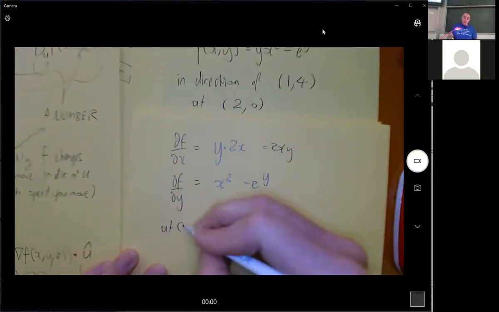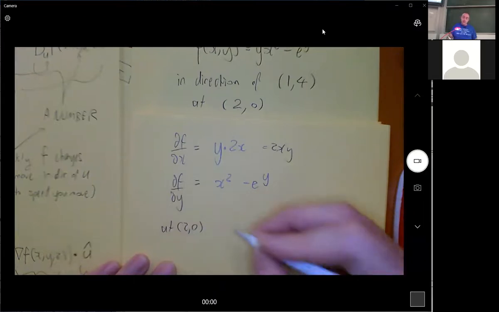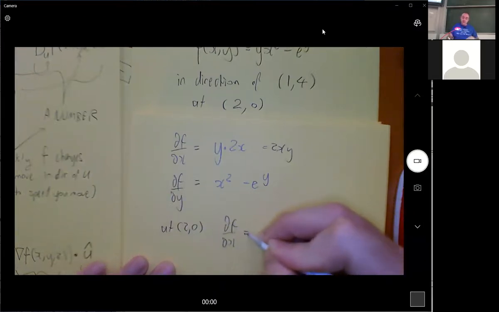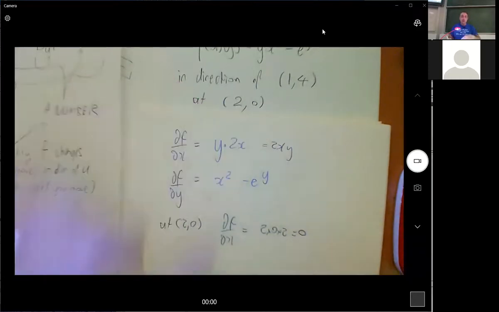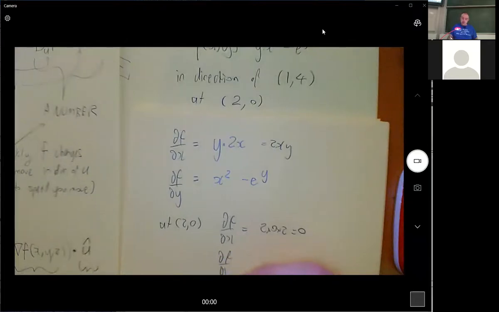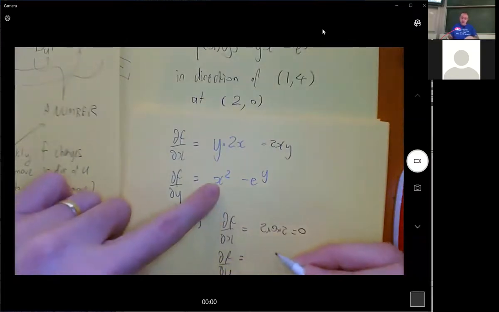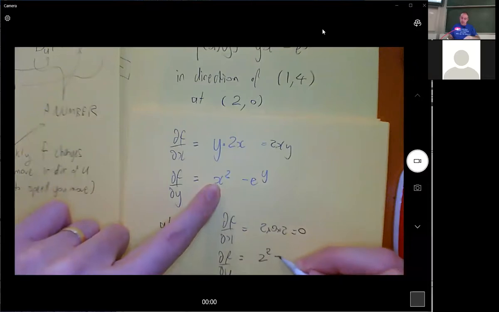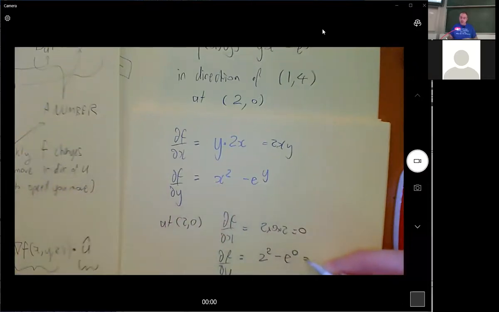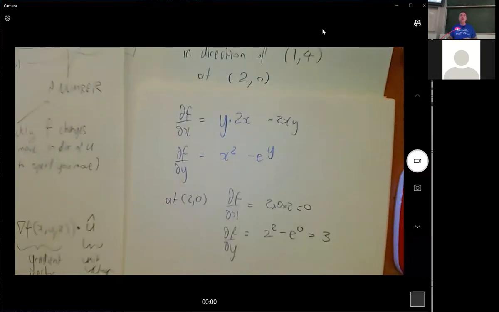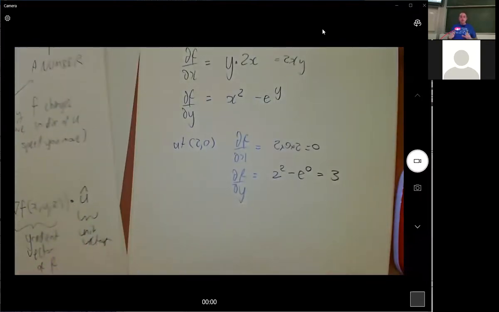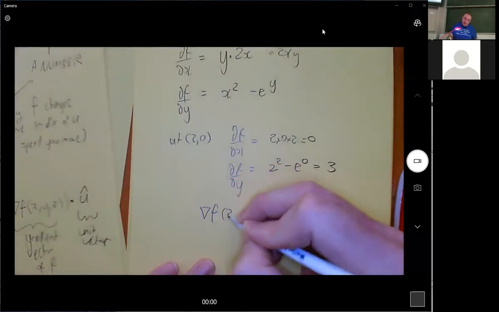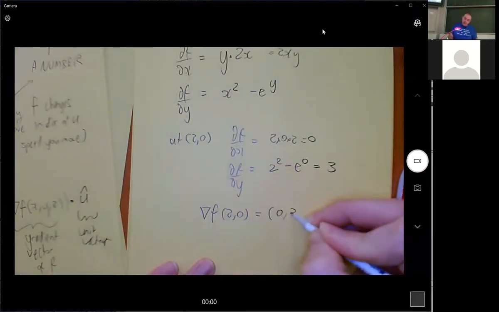So at the point 2, 0, we get that df on dx is 2 times 0 times 2, which is 0. And df on dy is 2 squared minus e to the 0, which is 4 minus 1, which is 3. Look, we're doing well. Okay. So therefore, the gradient of f at the point 2, 0 is 0, 3.